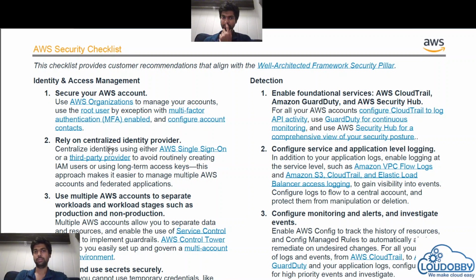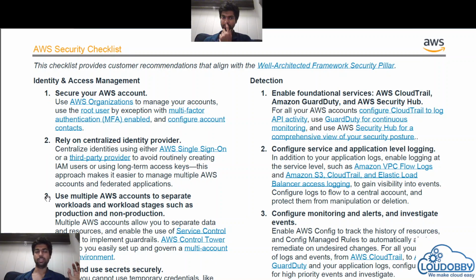So Single Sign-On is a service which also helps with publishing all the accounts and applications for the customers, or you can use any third-party provider as well. So that is one thing. Avoid routinely creating IAM users or long-term access keys. This approach makes it easier to manage multiple AWS accounts and federated applications. So instead of managing all the logins through IAM, you can also manage using AWS Single Sign-On. So rely on a centralized identity provider. You can capture all the audit logs of all the users who have logged into which account and who has not logged into which account. Everything you get in one place.